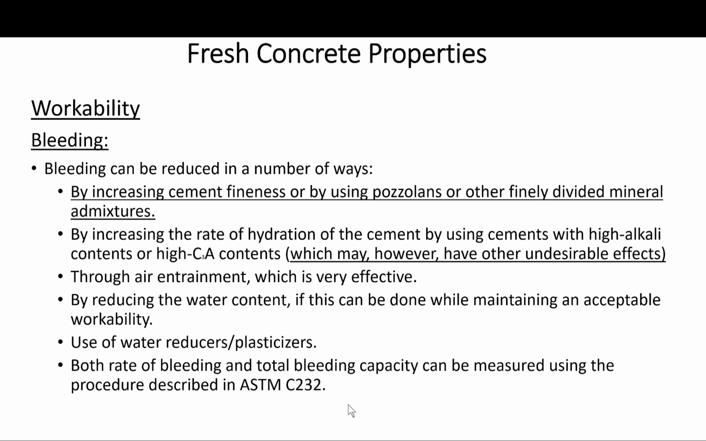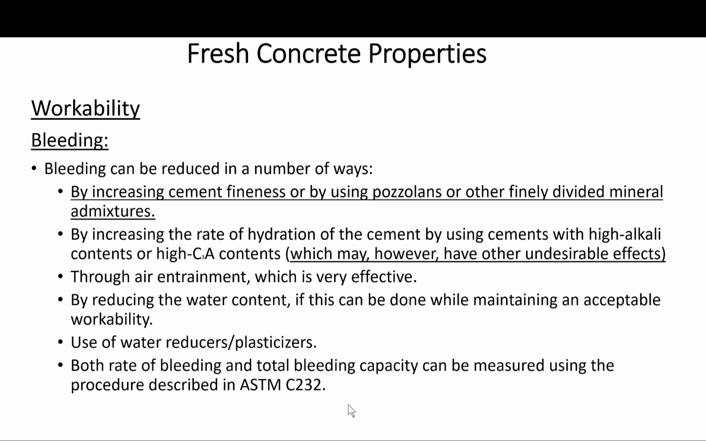Maybe also through the use of air entrainment, which is very effective in reducing bleeding, or by reducing the water content, if this can be done while, of course, maintaining acceptable workability. Basically, if we reduce the water content to overcome bleeding, we can use water reducers and plasticizers to maintain the level of workability we want.